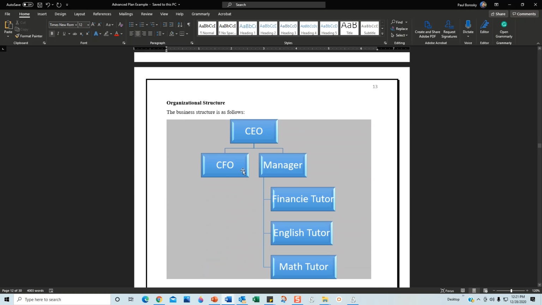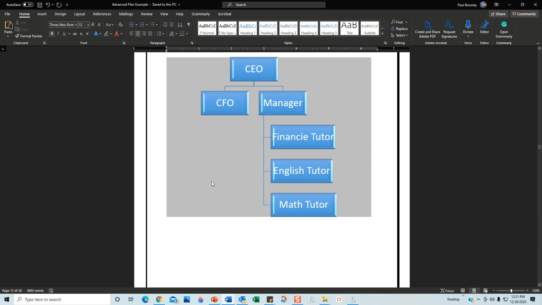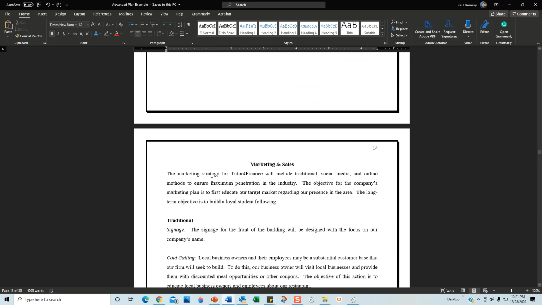Next section is going to be the organizational structure. The organizational structure is pretty much a chain of command. The finance tutors are going to report to the manager, who's going to report to the CEO. So that's just a breakdown of how this is going to play out. It also gives a good visual representation of the different employees that are going to be in your organization.